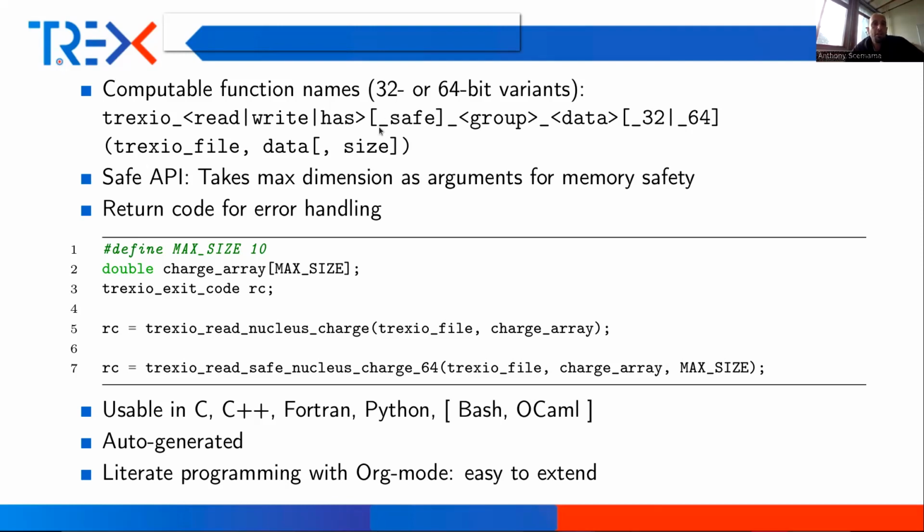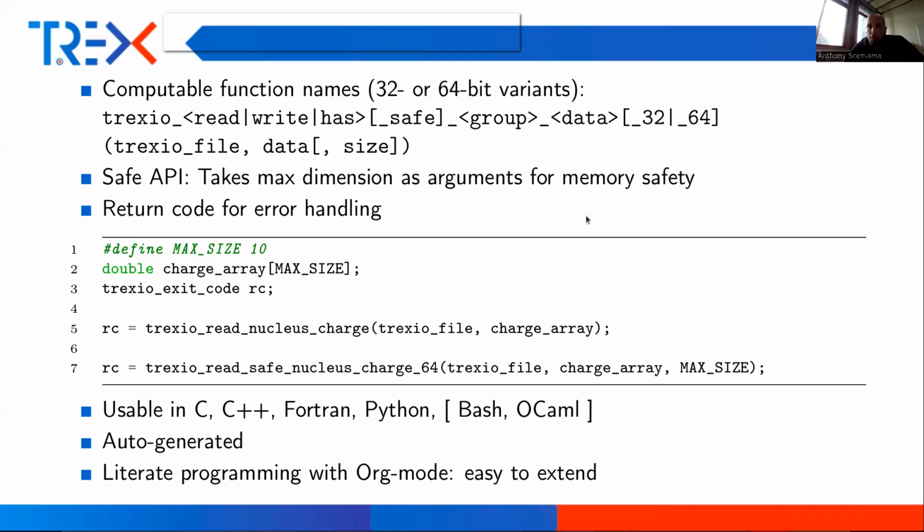Safe is because we also have a safe API where you add an extra parameter that will avoid having a memory overflow. And all the functions return a return code so that you can do the error handling. The reason is that some users might want to try a function, and then if it fails, they do something. And some other users may want that when there is an error, the program crashes. So we leave this responsibility to the user of the library. That's why all the functions return a return code.